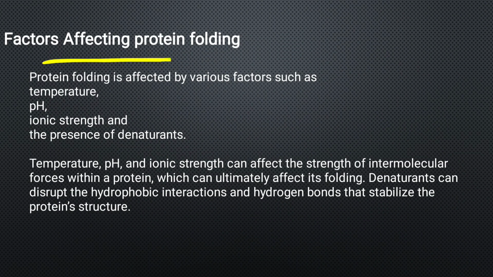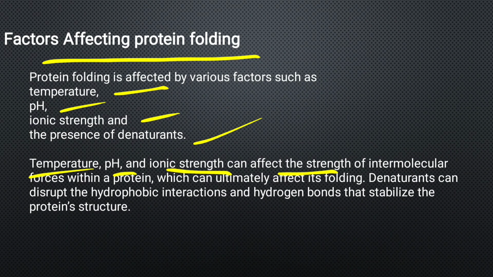Here we will see some factors that affect protein folding. Protein folding is affected by temperature, pH, ionic strength, and the presence of denaturants. Temperature, pH, and ionic strength can affect the strength of intermolecular forces within a protein, which can ultimately affect its folding. Denaturants can disrupt the hydrophobic interactions and hydrogen bonds that stabilize the protein structure.